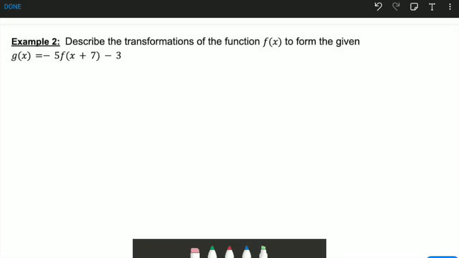In this example, we're describing the transformations of the function f of x to form g of x equals negative 5 times f of, in parentheses, x plus 7. And outside we have the minus 3. So going through, to help me with describing the transformations, I'm going to first start out by writing the rules. So inside x, opposite. So I see x plus 7. So we're really going to do x minus 7. And outside y, same. We have times negative 5 and minus 3.